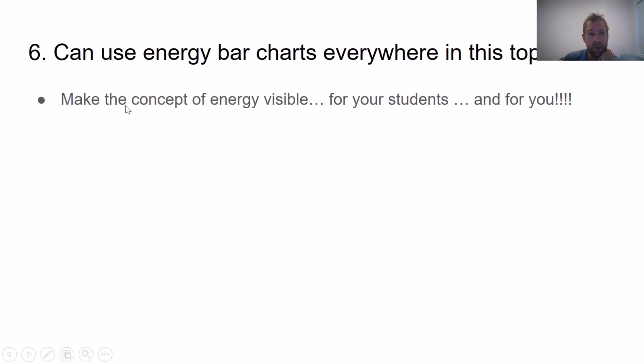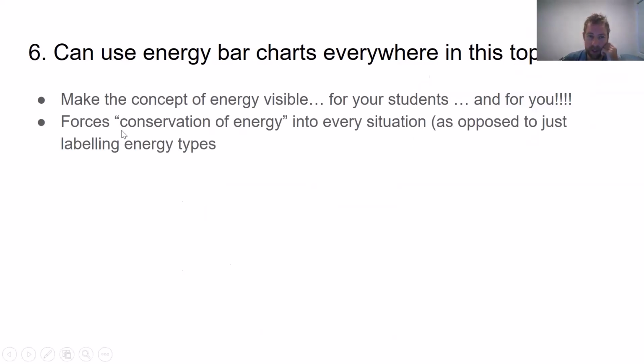So that's it. You can use these energy bar charts honestly anywhere in this topic, from practicals to exam stuff. It makes it visible for your students, and I can't stress enough that it makes their thinking visible to you, so you can clearly see they understand or they don't understand stuff.